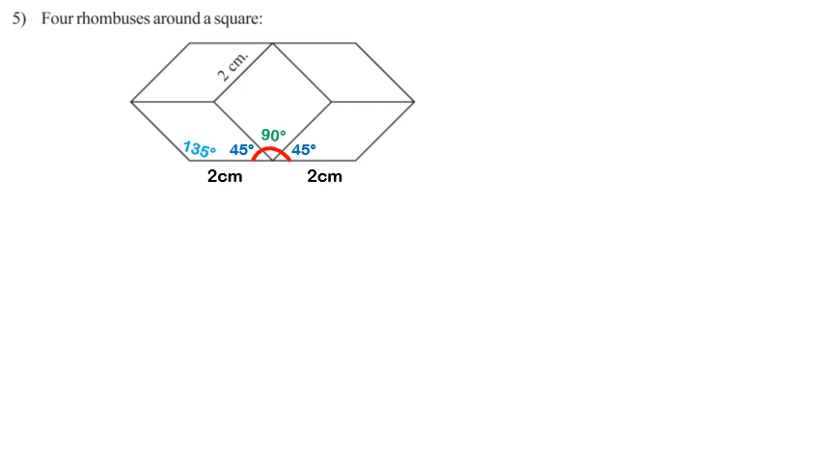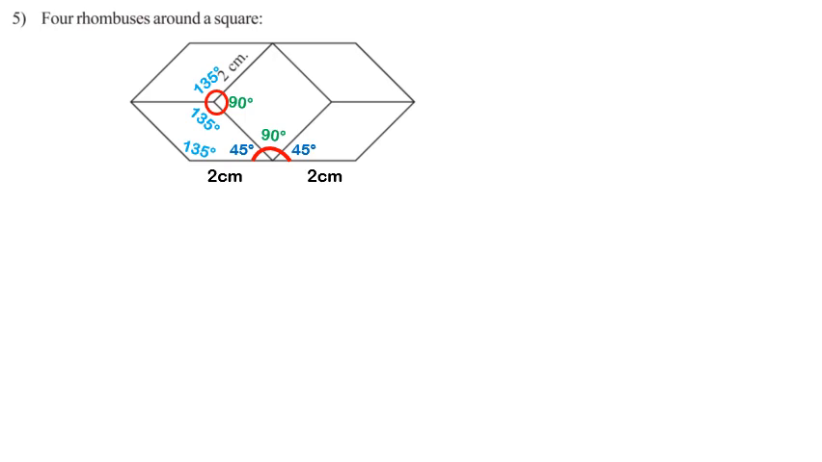Or children, you can consider this point. We know the sum of angles around a point is 360 degrees. You can see in the figure, this is the joining point of one angle of a square and two big angles of the rhombuses. We know the angle of a square is 90 degrees and the sum of the remaining angles is 360 minus 90, which is equal to 270 degrees. Then the remaining two equal angles are 270 by 2, which is equal to 135 degrees each. You can find angles this way also.